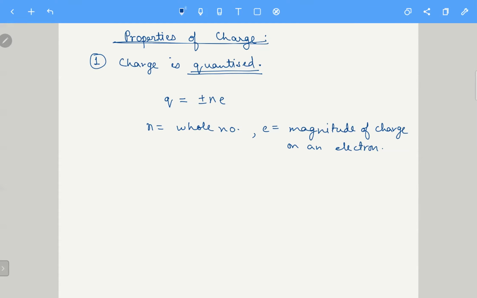Quantization is a broader term. If we say that a property is quantized, that means that property will have values which are multiples of some definite values. Let me elaborate this more. Charge is quantized means the charge on a substance, on an atom, on a molecule, on an object is always going to be a multiple of electronic charge, plus or minus Ne.